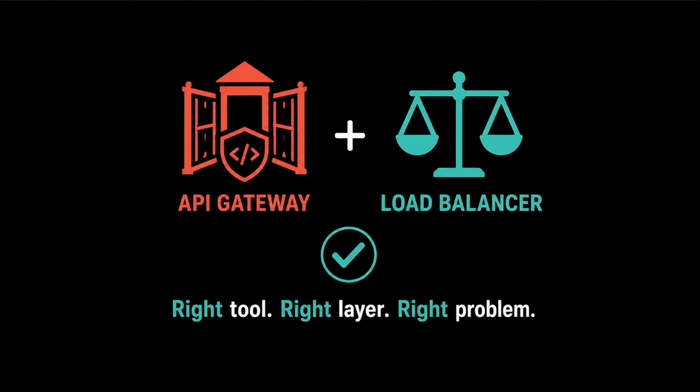Alright, so here's the thing to remember. API gateway: it is smart, application aware, handles your cross-cutting concerns like auth and routing. Load balancer: it is focused, infrastructure aware, keeps your service from tipping over. They're not competitors, they are teammates working at different layers. That's it. Once you see them this way, a lot of architecture decisions get way clearer.